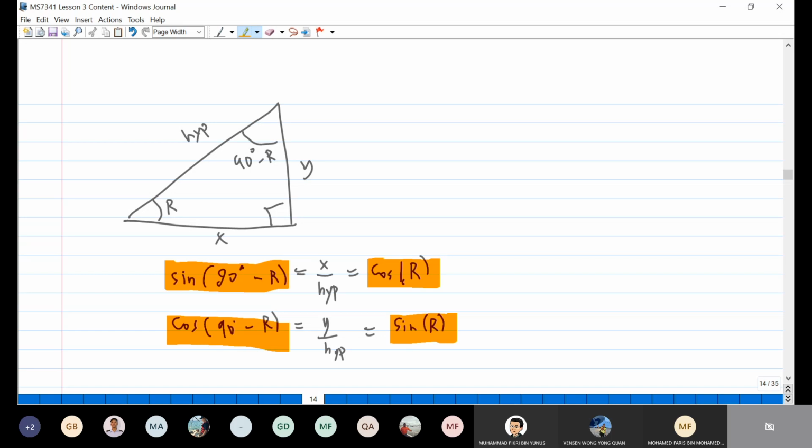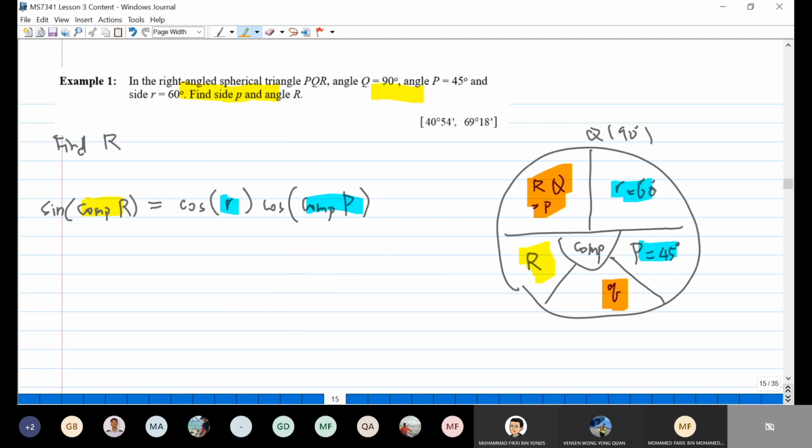Whenever I take sine of the complement of an angle, I get cosine R. Cosine of the complement becomes sine R. So from here, you can simplify this now. Sine of the complement of R is the same as cosine of R. So this is cosine of small r here. Cosine of the complement of A, you know, is sine.